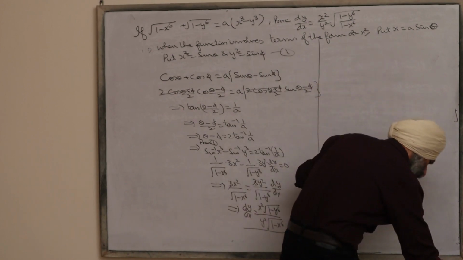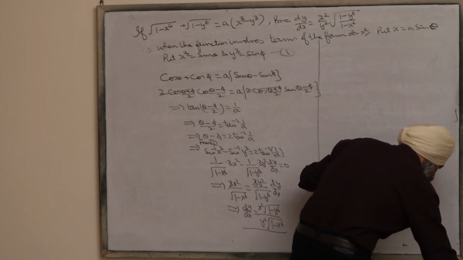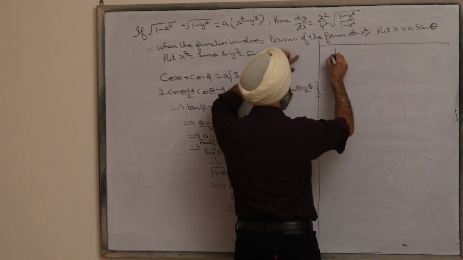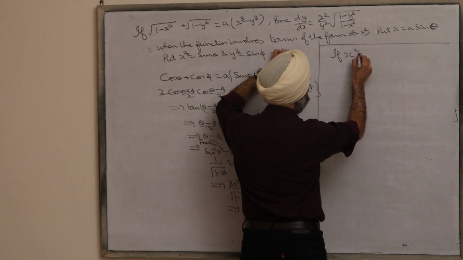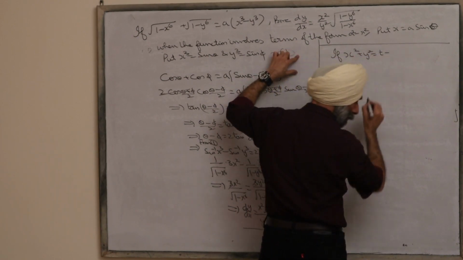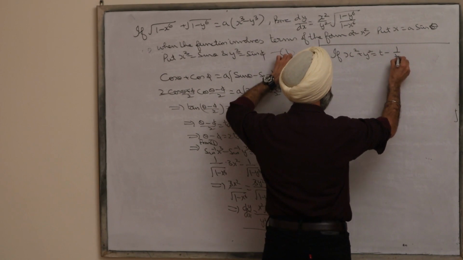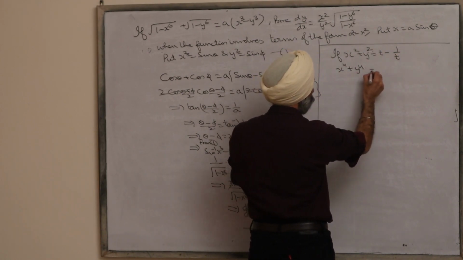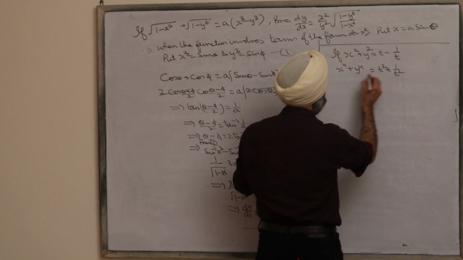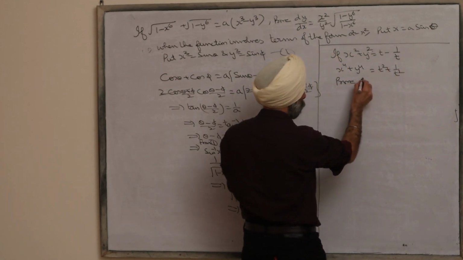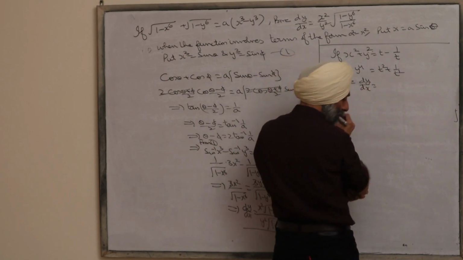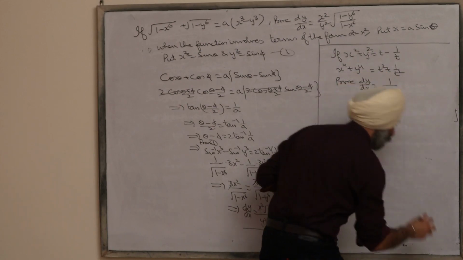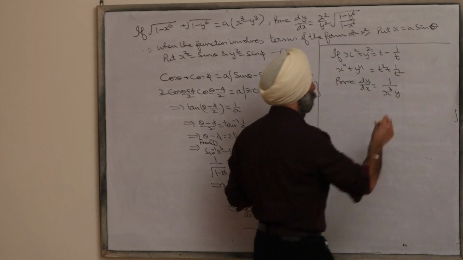Now next is, if x² + y² is equal to t − 1/t and x⁴ + y⁴ is equal to t² + 1/t², then prove that dy/dx is equal to 1 over x³ into y.